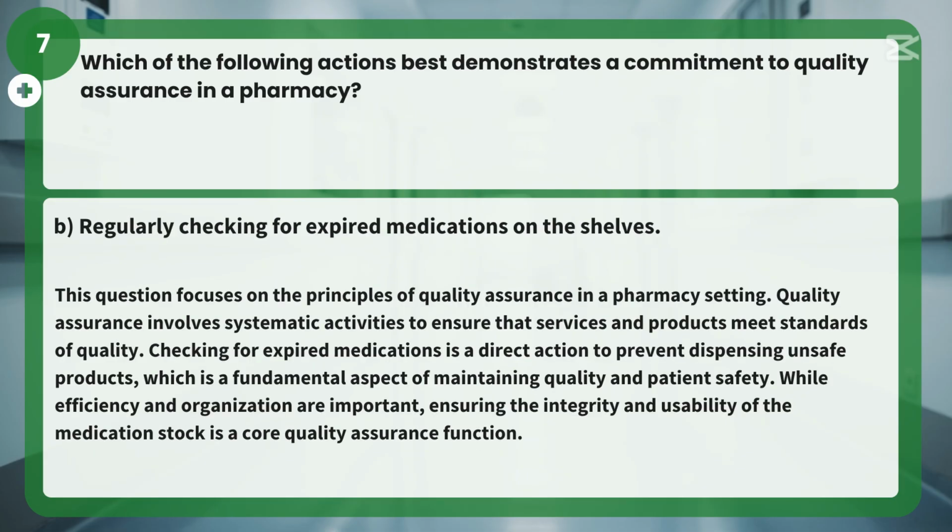Answer: B. Regularly checking for expired medications on the shelves. This question focuses on the principles of quality assurance in a pharmacy setting. Quality assurance involves systematic activities to ensure that services and products meet standards of quality. Checking for expired medications is a direct action to prevent dispensing unsafe products, which is a fundamental aspect of maintaining quality and patient safety. While efficiency and organization are important, ensuring the integrity and usability of the medication stock is a core quality assurance function.